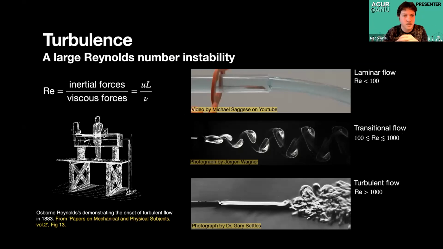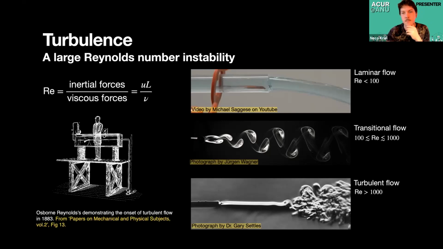In 1883, Osborne Reynolds, who this parameter is named after, showed that by injecting ink into a pipe and controlling particular parameters in the setup, you're able to change the Reynolds number. And I won't go into detail here, but the Reynolds number is just defined as follows. You have the velocity, you have a typical length scale in the problem, and then you have the inherent viscosity of the fluid that you're dealing with.